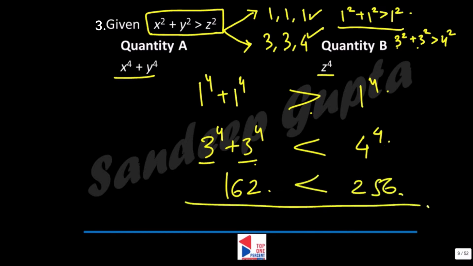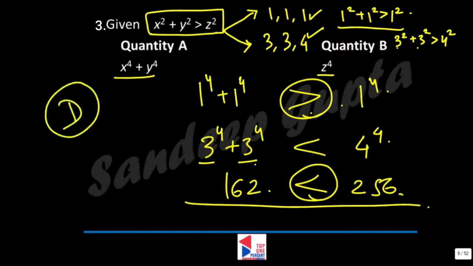So now this creates a contradiction. In some cases the sign is greater than, in some cases the sign is less than. So I cannot say for sure whether quantity A is bigger or quantity B is bigger, and I'll have to mark my answer as D.